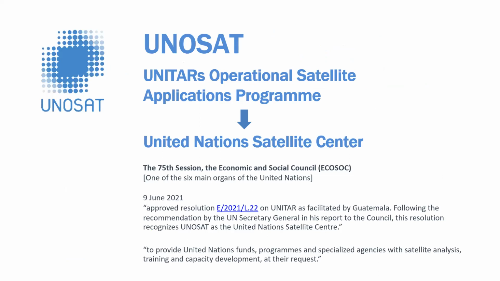But when we zoom into UNOSAT, previously we were just a program under UNITAR. UNOSAT stands for UNITAR Operational Satellite Applications Programme. This is the previous name. But last June, on the 9th of June, we changed the name to United Nations Satellite Center, due to the adoption of a resolution from the 25th session of the Economic and Social Council, which is one of the six main organs of the UN. This resolution was recommended by the UN Secretary-General to the Council, and the Council recognized UNOSAT as the United Nations Satellite Center. This is a big historical resolution for us. It comes with the mandate to provide United Nations funds, programmes and specialized agencies with satellite analysis, training, and capacity development at their request.